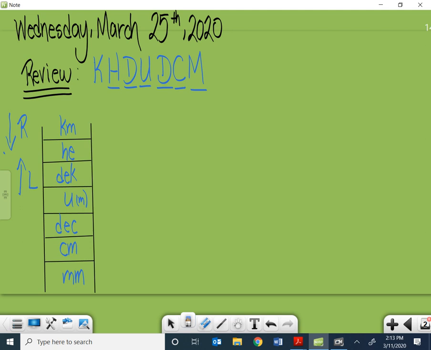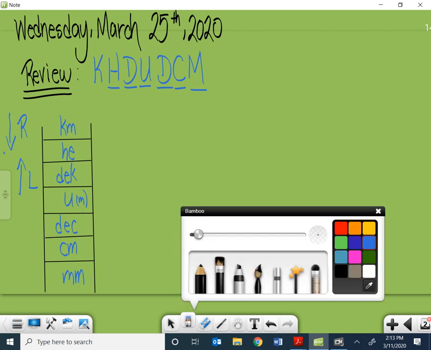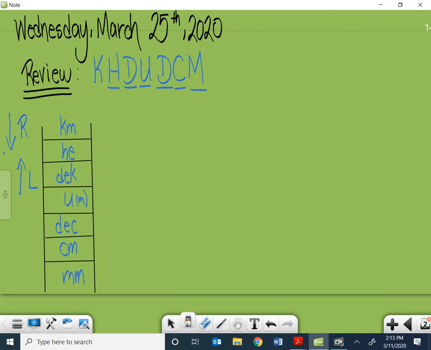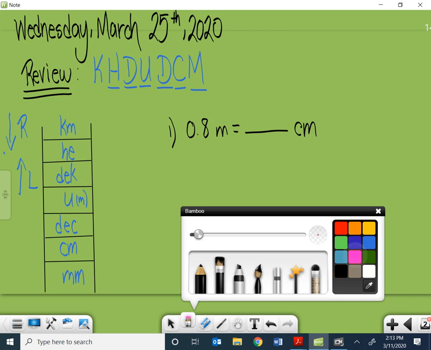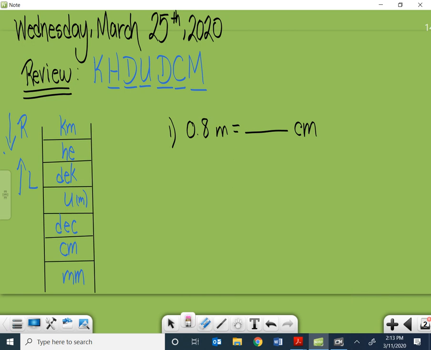Okay, let's do some practice questions now. Let me get my sheet. That's what today will be, just to quickly review, and then we can get on some practice. So let's say I have, and I'll do it over here, first one, let's say I've got 0.8 meters equals blank centimeters. Okay, so now let's look at all the steps. If you got your notebook out, you can look at the steps.